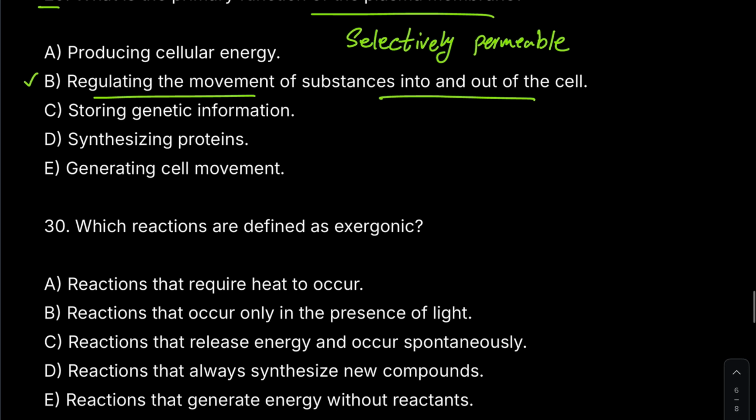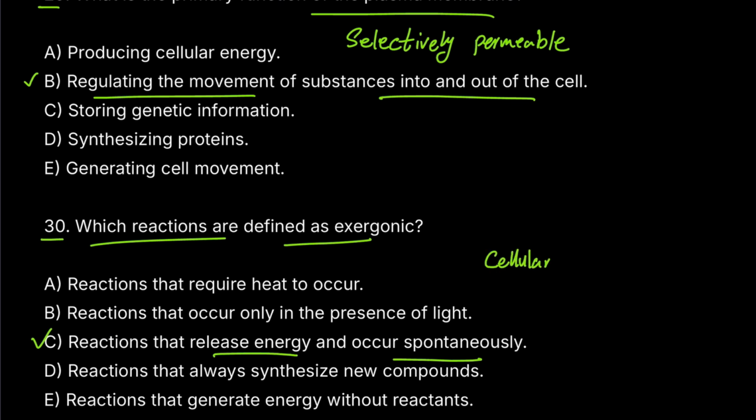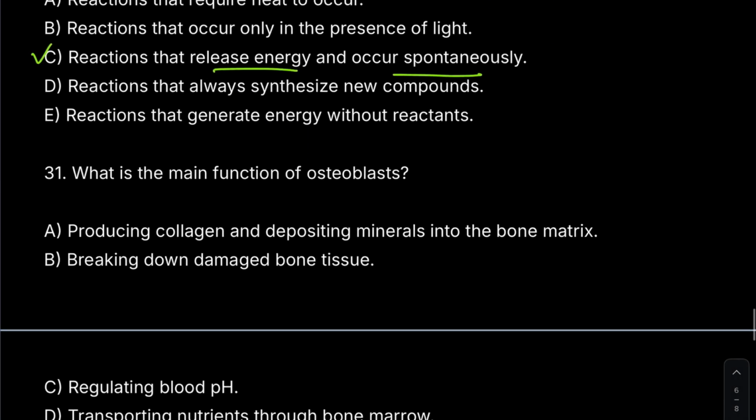Question number 30. Which reactions are defined as exergonic? The correct answer is C. Reactions that release energy and occur spontaneously. Exergonic reactions release free energy because the product contains less free energy than the reactant. Cellular respiration is a classic example of an exergonic process.